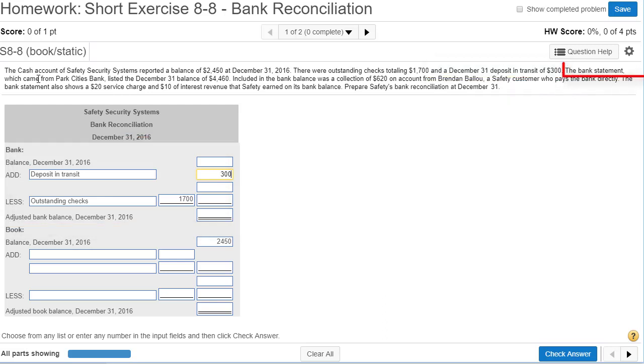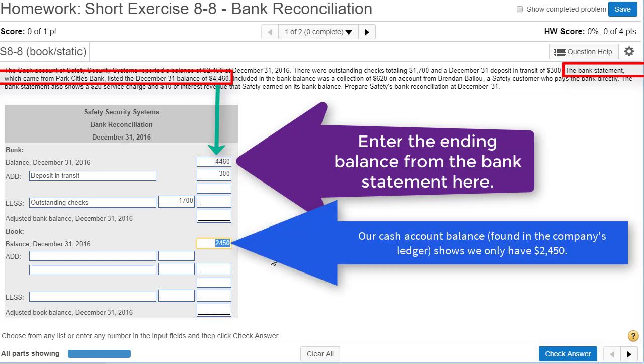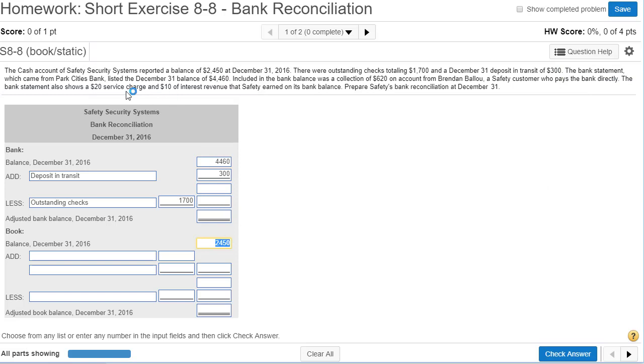Next, the bank statement, which came from Park Cities Bank, listed the December 31st balance of $4,460. So as you can see, the bank says we have $4,460. Our cash account says we only have $2,450. So this bank reconciliation process is finding out why there are differences and then reconciling them so that we come to the same balance on both sides. All right, let's see what else is next.